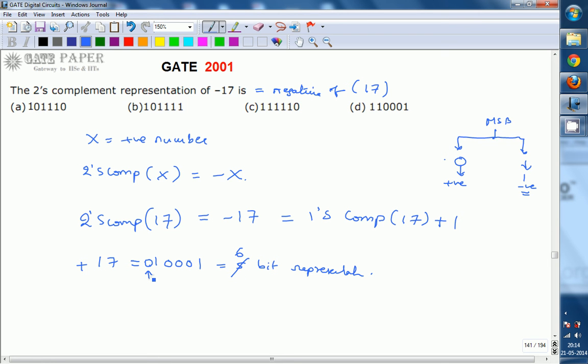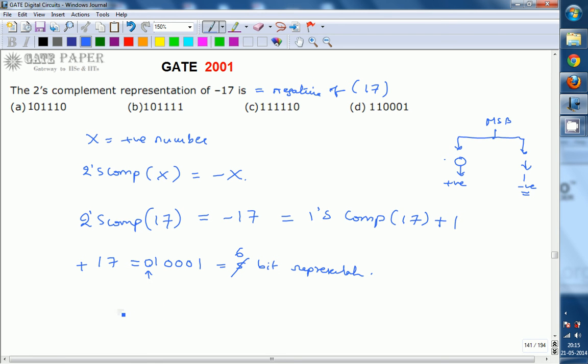To represent plus 17, it definitely requires 6 bits whenever the number system also represents negative numbers. If it only represents positive numbers, that is unsigned representation, and 5 bits are sufficient. But whenever you include signed numbers, it requires a minimum of 6 bits. Remember that. Now 010001 is plus 17.